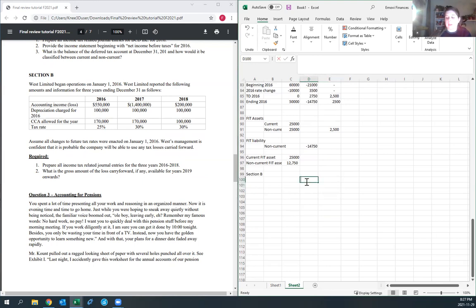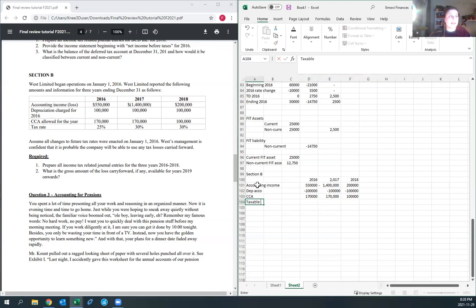So again, I'm going to start with my reconciliation schedule, but now I'm going to put all 3 years in one. And I'm starting with my accounting income. So my accounting income for 2016 was 550,000. For 2017, it was a loss of 1.4 million. And for 2018, it was $200,000. Then I'm going to reverse my depreciation expense effects. So minus 100,000 for all 3 years. And then for my CCA, it was 170, and 100,000. I'm going super speedy because I think you should be fine for that.